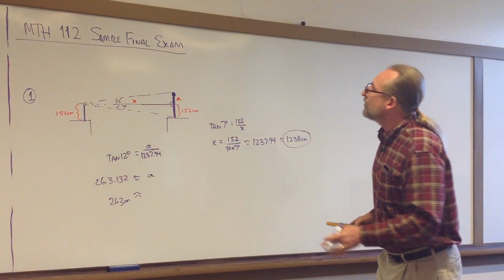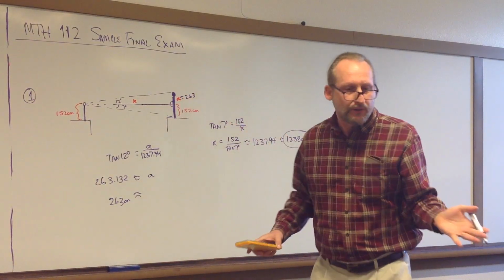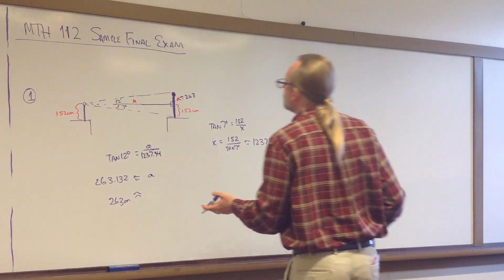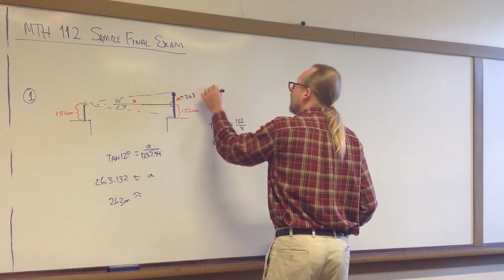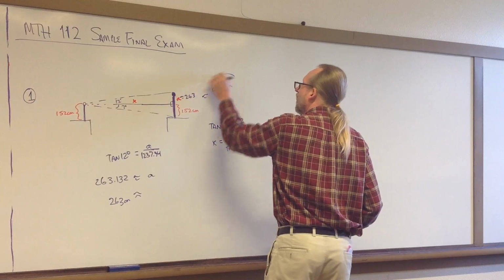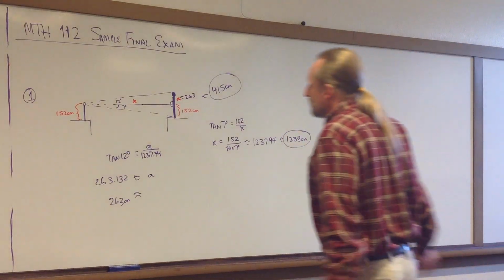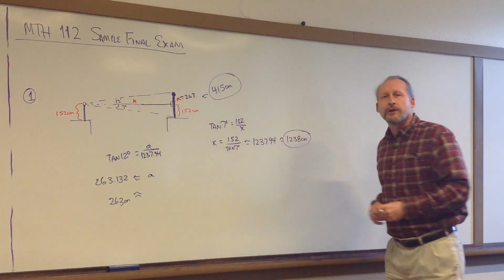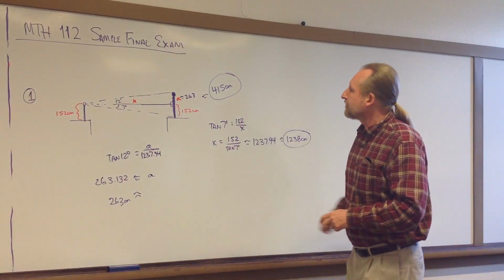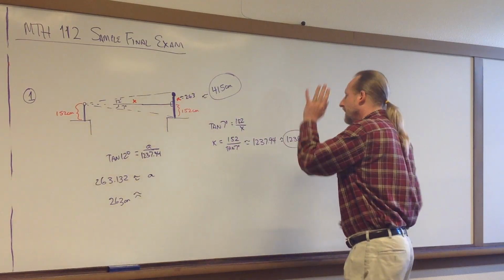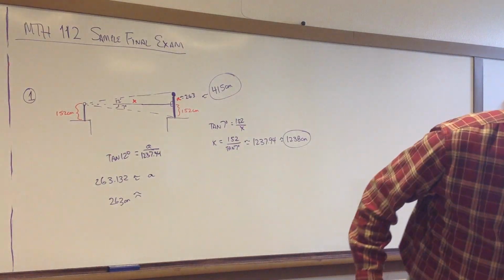But again, that's not the answer to the question, because that's just this portion up here. So the full height for the lamp post is going to be 415. Now, if you had just left it at 263, I'd give you the majority of credit for this question. But I would probably take a point off for not adding it to the 152. So the answers here for full credit are 1238 and 415. Okay. So that's problem 1.